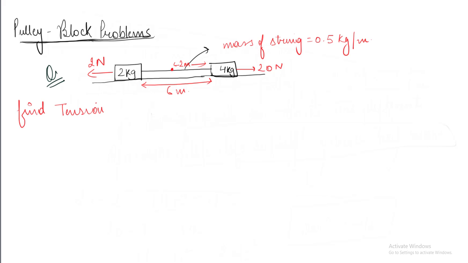So let's discuss this with a question. Two blocks, block 1 with mass 2 kg and block 2 with mass 4 kg, are connected by a string of mass 0.5 kg per meter. Now 20 Newton is applied on the 4 kg block towards the right side and 2 Newton is applied on the 2 kg block towards the left side. Find the tension and acceleration of the system.